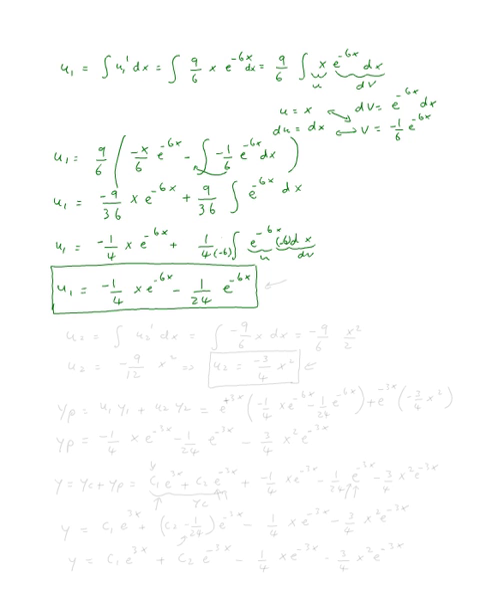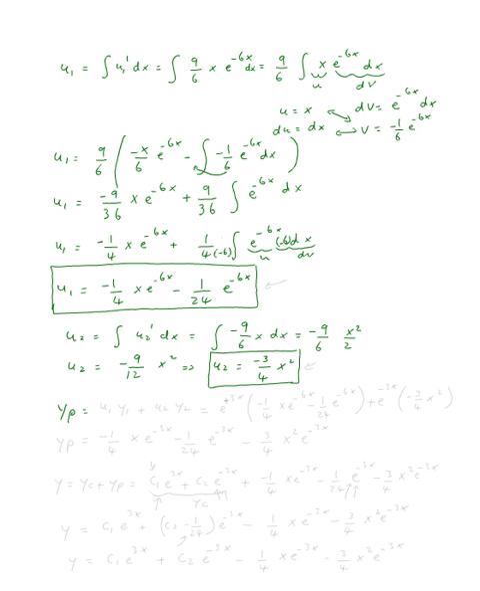So that's u1. u2 is easier. You don't have to use integration by parts. u2 is the integral of u2 prime dx, which is the integral of minus 9/6 x dx, which is minus 9/6 times x squared over 2. So u2 is equal to minus 9/12 x squared. Dividing by 3, you get minus 3/4 x squared. Now from here it's pretty easy.